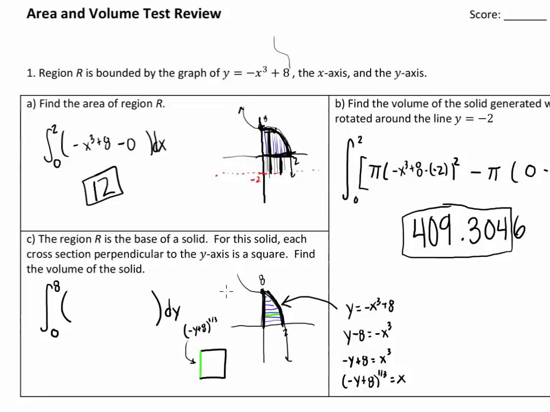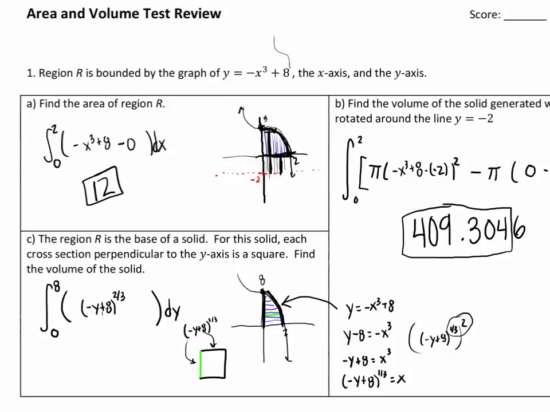To find the area of a square, all of the sides are the same, so I just have to square this, or multiply it by itself. So I've got negative y plus 8 to the 1/3 power, squared. To make my life a little easier when I type this in my calculator, I multiply those two numbers together. This is going to be 2/3. So that's the area of my squares.